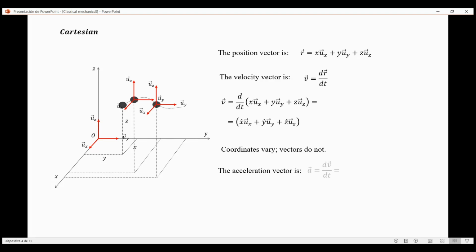The acceleration vector is simply the derivative in time of the velocity, and it is just the second derivative of the coordinates with the corresponding unitary vectors. I think probably most of you are familiar with this.